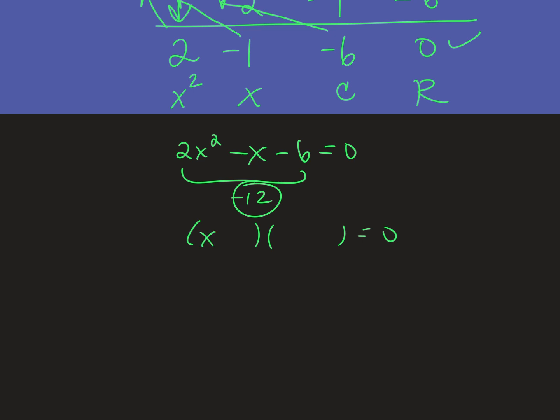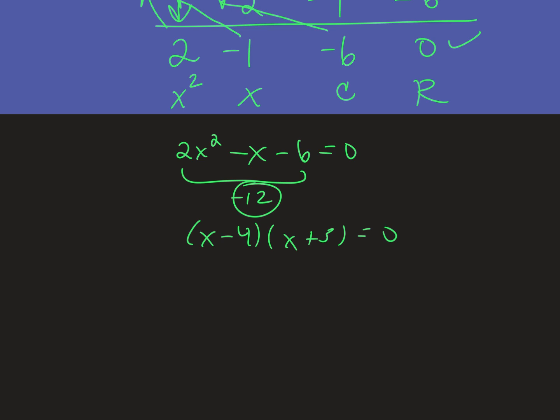x plus 4x minus 3, or the other way around? The other way around, good. Watch your signs, guys. Take a second to say, does this make sense? I need a negative 12, so that means one factor has to be positive, one negative. And then when I add, my middle term needs to be negative. So your bigger number gets the negative sign.